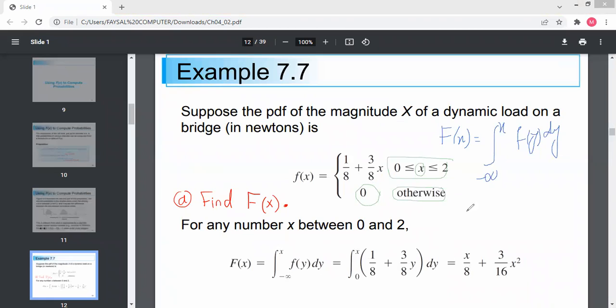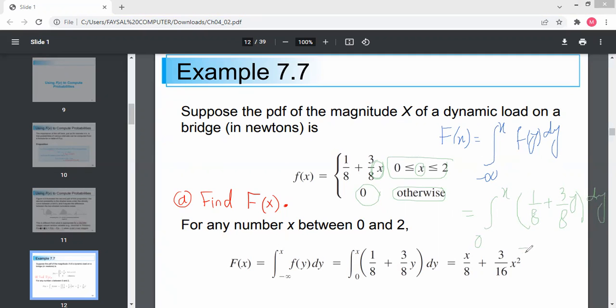The value is 0. So I will write here that x is the upper limit and the lower limit is 0. And then f of y will be this one. It will be 1 upon 8 plus 3 upon 8 y, basically this is the function of y. So I will replace this x with y, and then dy.